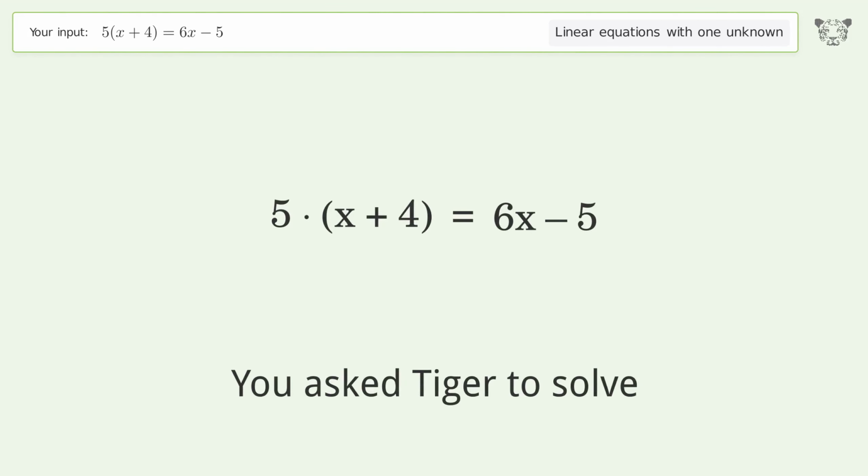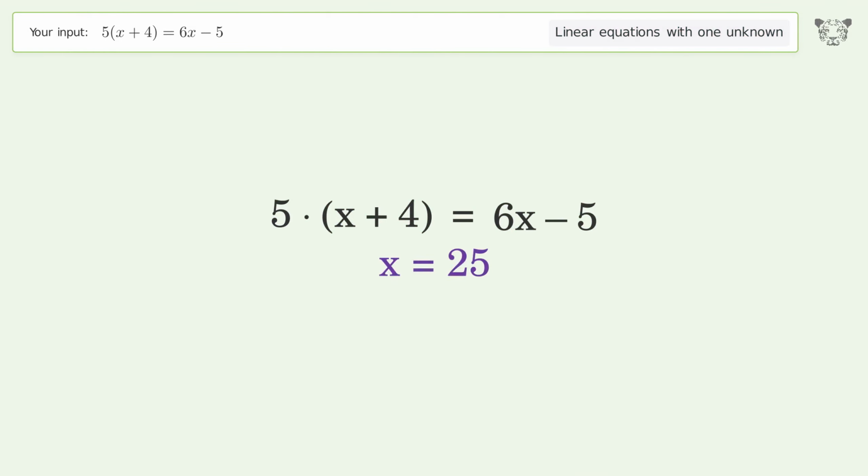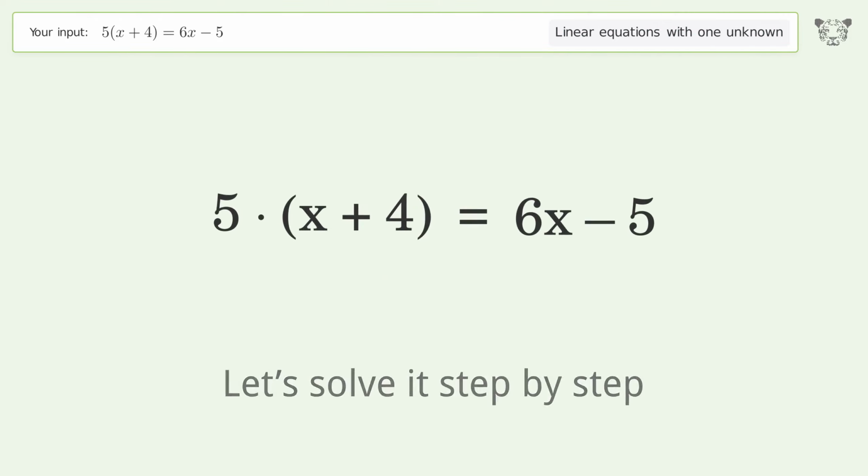You ask Tiger to solve this. This deals with linear equations with one unknown. The final result is x equals 25. Let's solve it step by step.